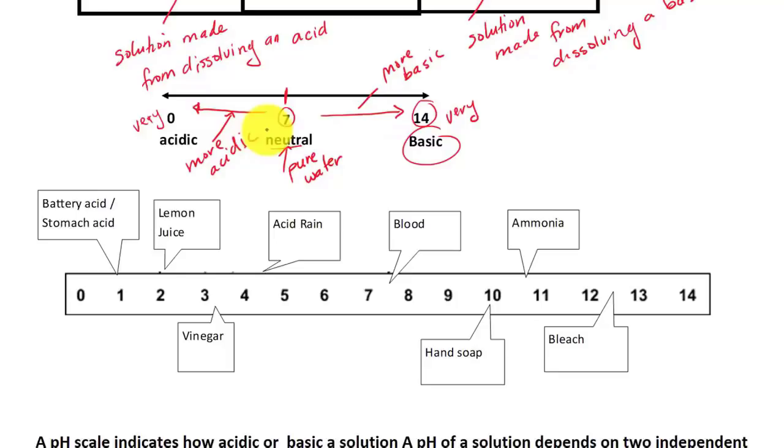Let's look at some examples that we see in our daily life. First of all, stomach acid is right here. That's about the same pH as battery acid. And then we have lemon juice, vinegar, and acid rain. Then past the neutral value of pure water, we have blood, which is a little bit basic. Then we have soap right here, at a pH of 10. Then we have bleach, which is a cleaning agent, with a pH all the way between 12 and 13. So that is the pH scale.